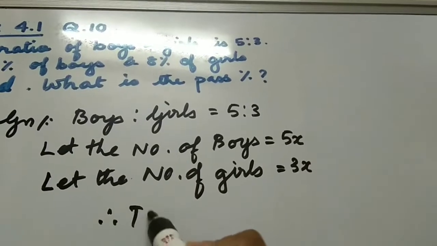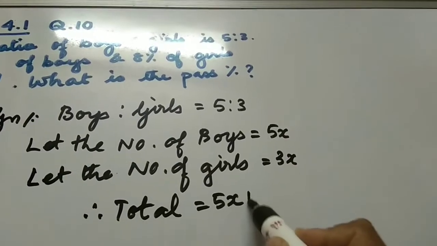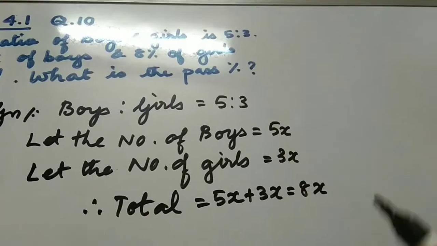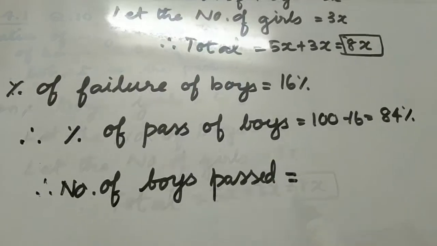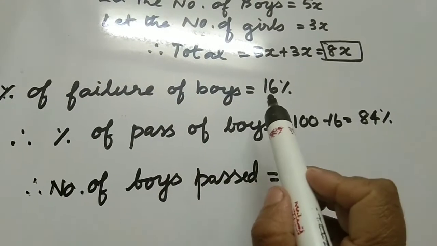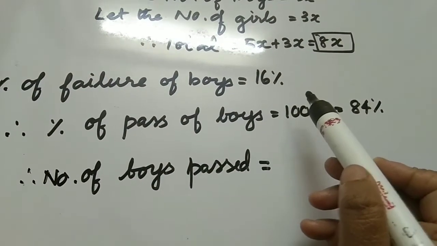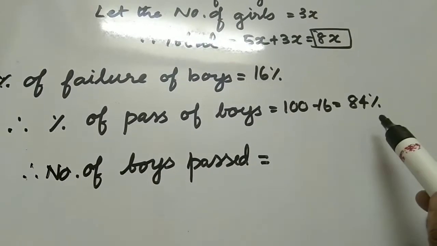Therefore, what is the total strength of the class? Yes, you're right. It's 5x plus 3x equal to 8x. Very good. Next, also given percentage of failure of boys is 16%. When 16% have failed, the rest of the percentage, 100 minus 16, 84% have passed.